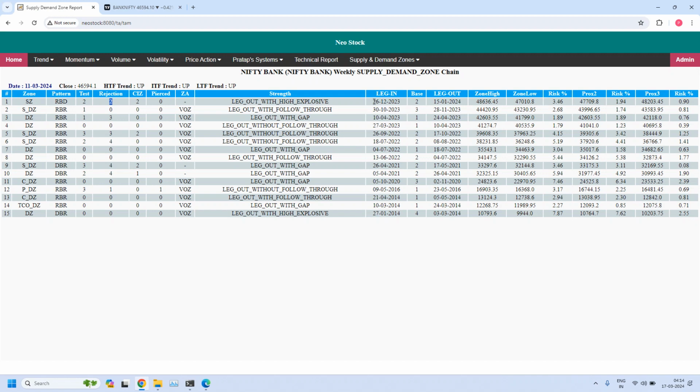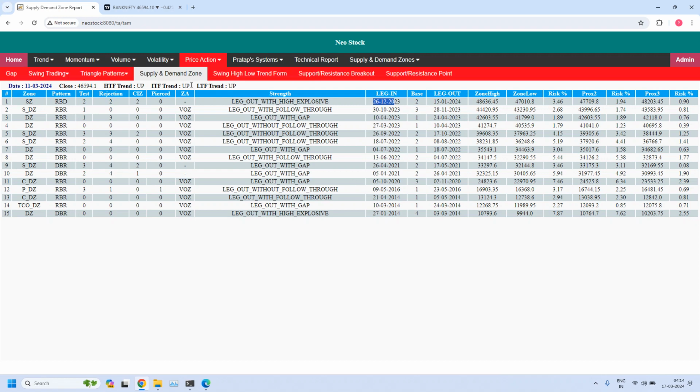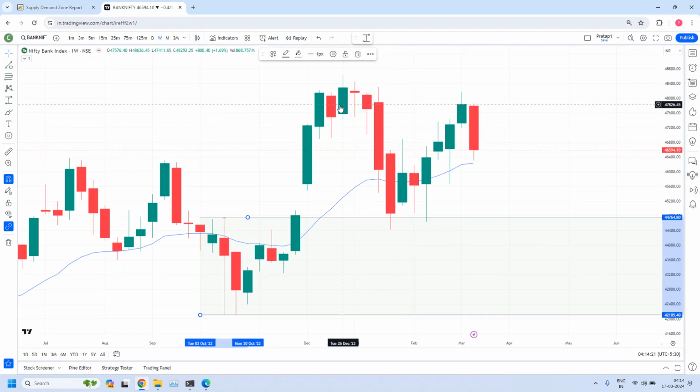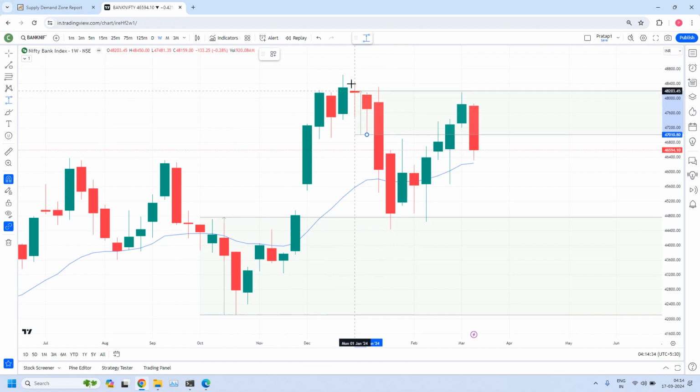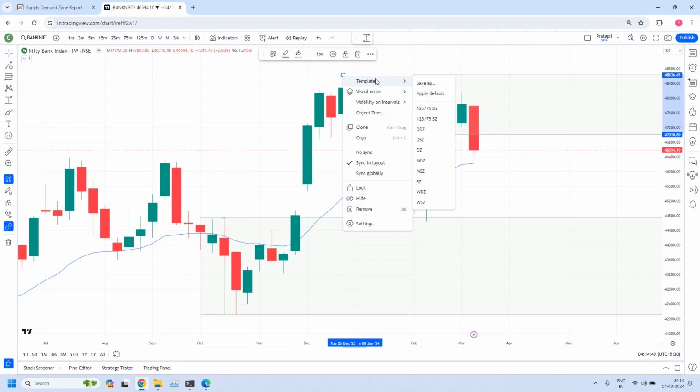So when is the leg-in? 26th December. This is the 26th December. We have 2 base candles and then we have a drop candle and follow through candle. So let us draw the weekly zone. This is a rally base drop. So in rally base drop, the highest of leg-in or base candles or leg-out candle should be considered as the distal line. So I'm changing the color to weekly supply zone.